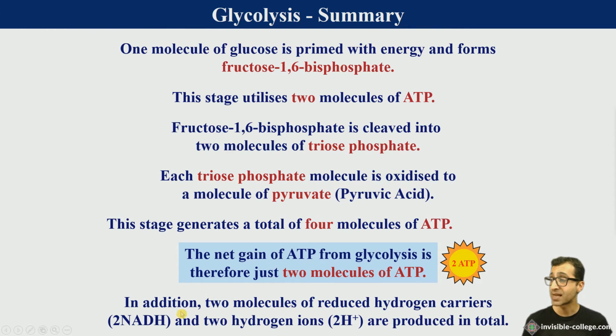Now in addition to that, 2 molecules of reduced hydrogen carriers, 2 NADH, and also 2 hydrogen ions are produced in total in this process.